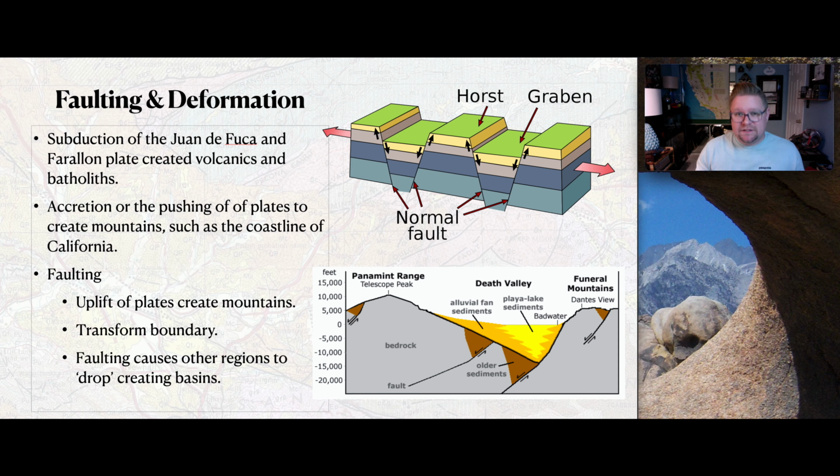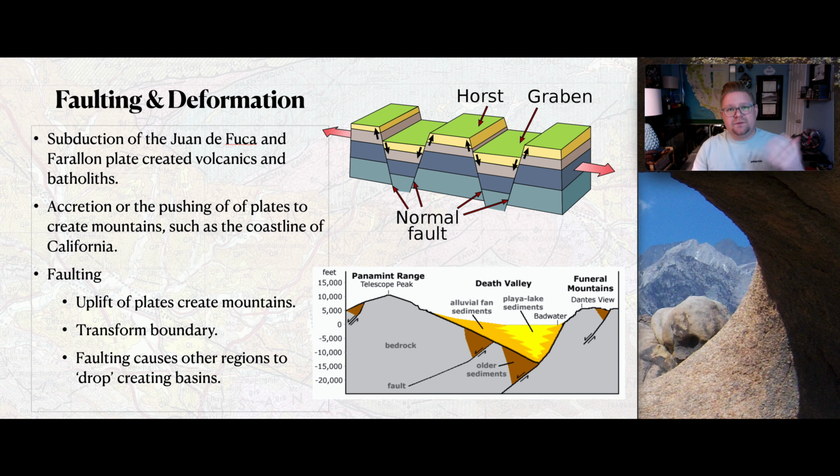Mind you, there are classes you can take on the geology of California, and we only have a short time that we can really speak to some of this, but I wanted to make sure we started talking about the faulting and the changes or the deformation of our landscapes. So we can see that because of subduction, the Juan de Fuca and the Farallon Plates would create volcanoes and massive batholiths. Accretion, or the pushing of these plates, creates mountains, such as the coastline of California.